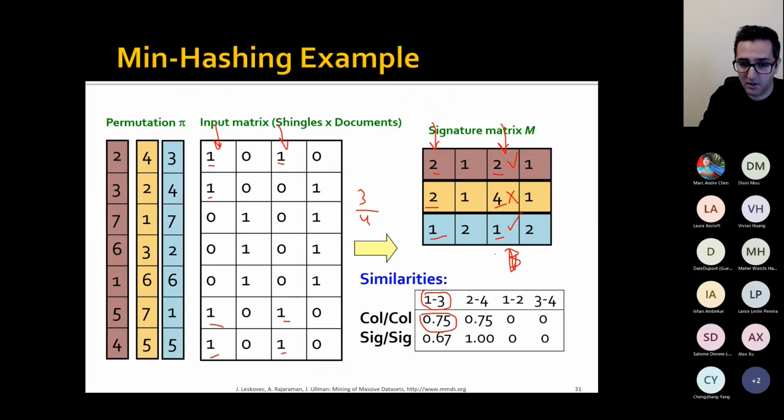It's 2 over the total number of rows, 3, so 2/3, or 0.67. So that's our approximation. Actually, pretty close to the ground truth, which is the actual Jaccard similarity. So that's the idea.